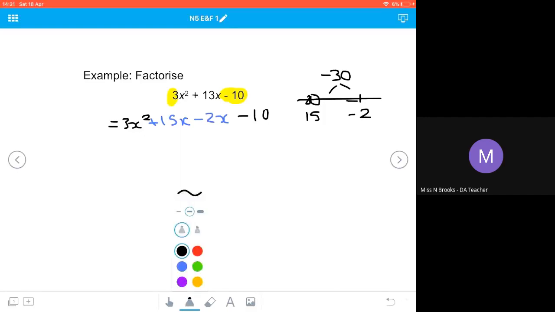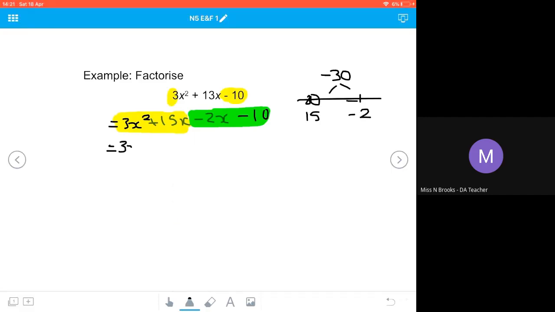So the next step, we're going to factorize the 3x squared plus 15x and find the highest common factor. And we're going to factorize the minus 2x and the minus 10 and find the highest common factor. So the highest common factor of 3x squared plus 15x is going to give us a 3x. And 3x times x gives us 3x squared, and 3x times plus 5 gives us our 15x.